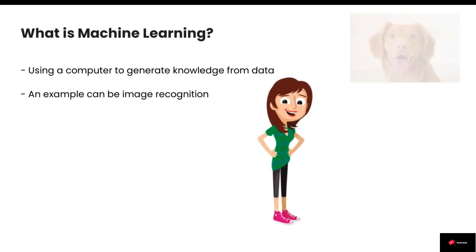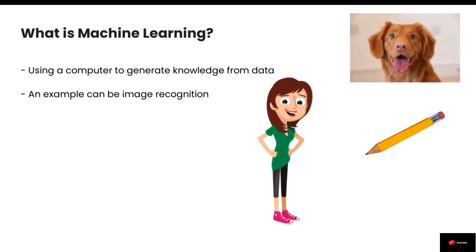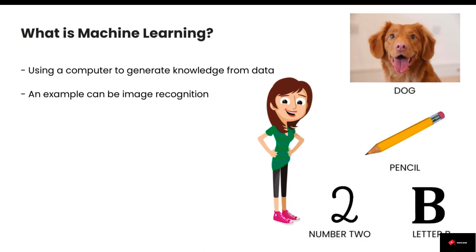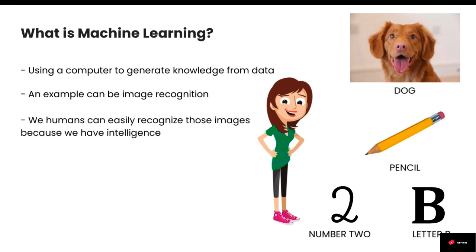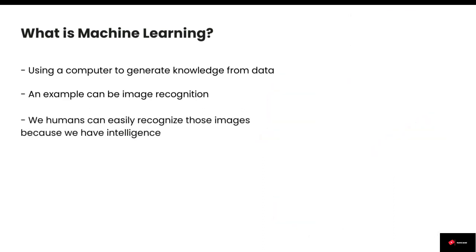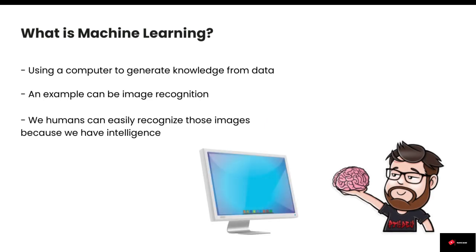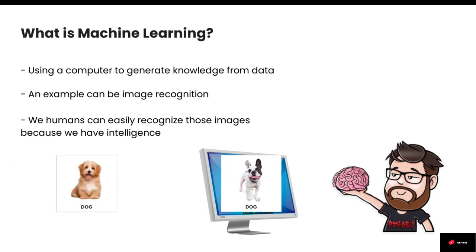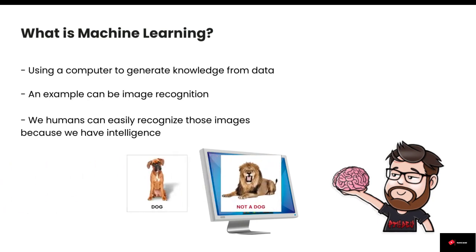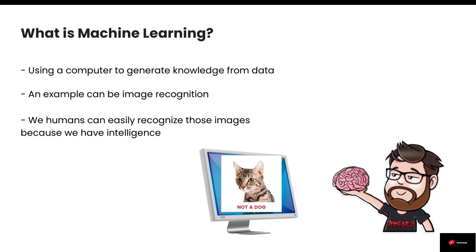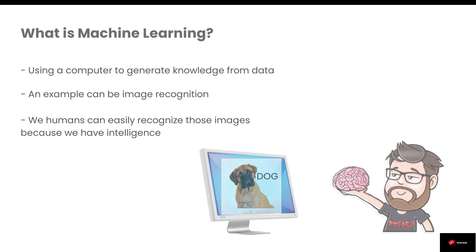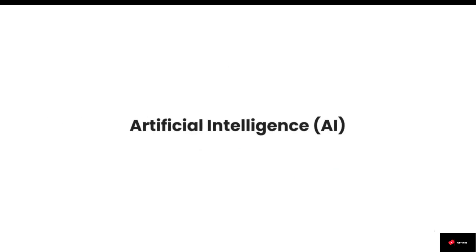When we humans see an image of an animal, or an object, or numbers or letters, we instantly recognize them because we know those things. This is a pretty easy task for humans because we have intelligence. In order for a computer to do the same, we're gonna have to provide a lot of images and tell the computer what are those images, so it can learn to recognize similar images in the future, just like we do. The computer will then have what is called artificial intelligence, or AI.